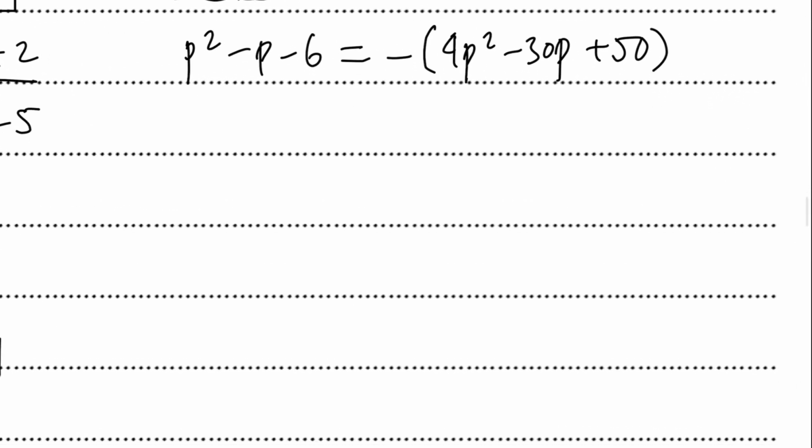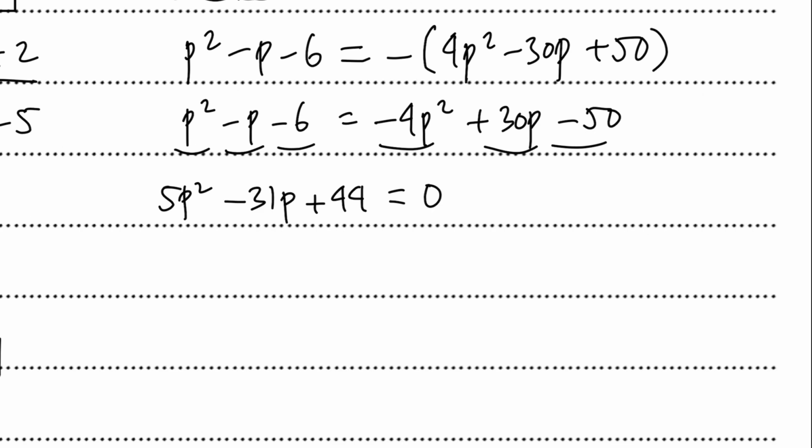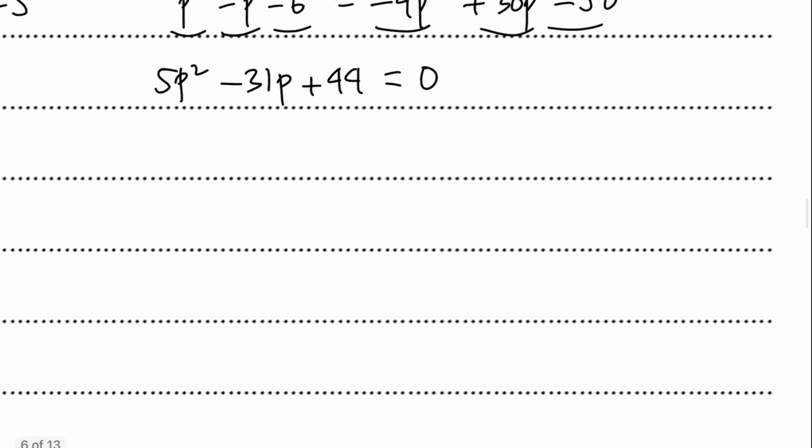Now, from here, we just need to simplify. This one becomes negative 4p squared plus 30p minus 50. And then we move all to the left side, becomes p squared plus 4p squared, 5p squared, minus p minus 30p, minus 31p, minus 6 plus 50 becomes plus 44 equals 0. Now, from here, we need to solve for p.